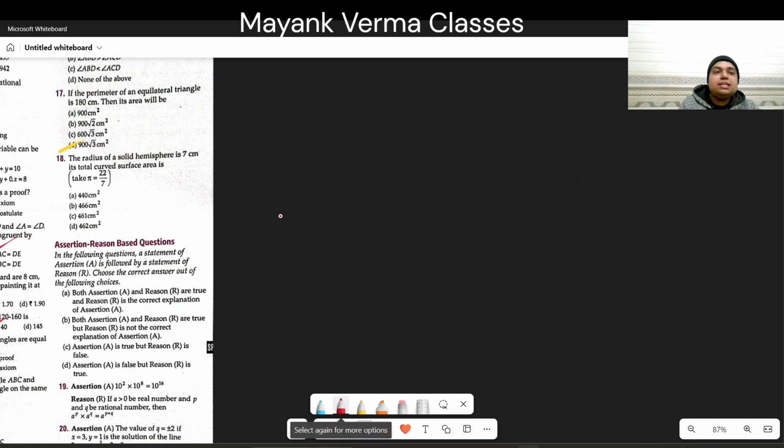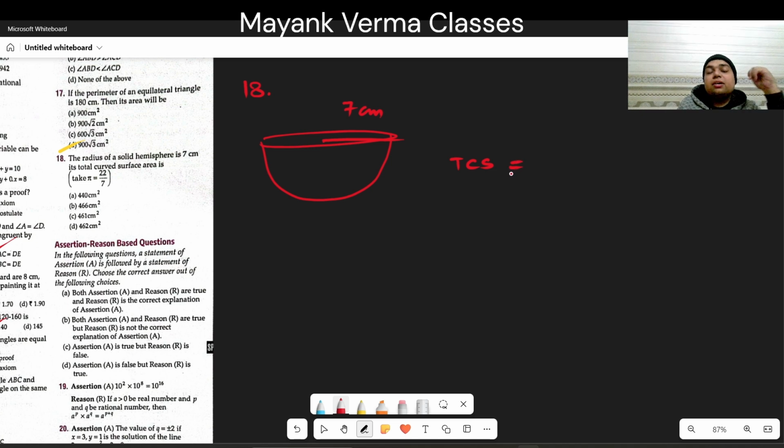Alright, now let's see the 18th question. The 18th question says the radius of a solid hemisphere is given, and the radius of it is given as 7 centimeters. We need to find the total surface area. So the total surface area of this solid hemisphere will be 3 pi r square. This is a thing which we need to remember.